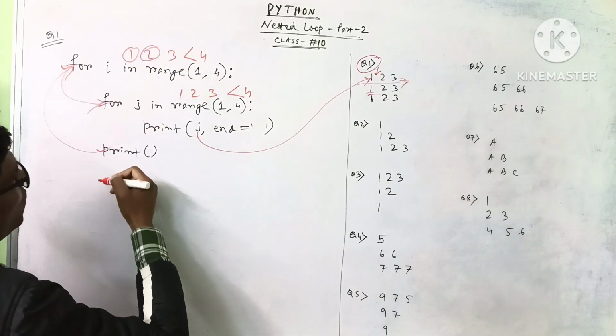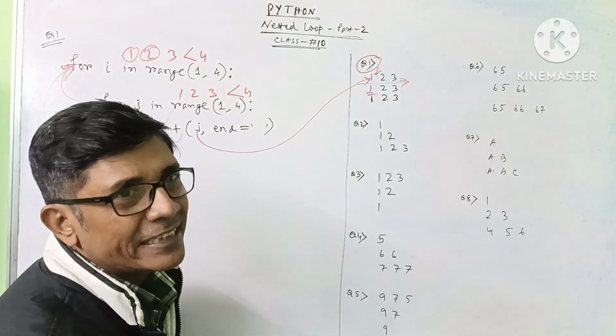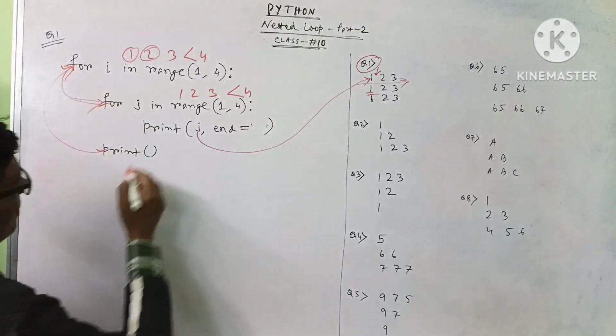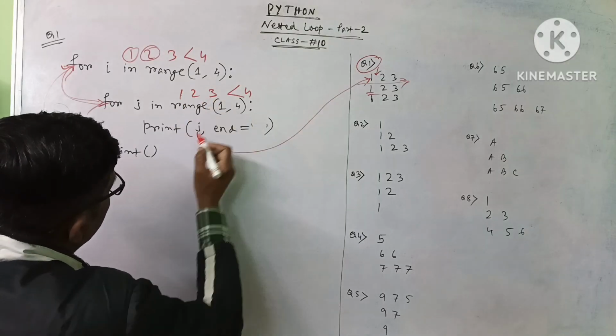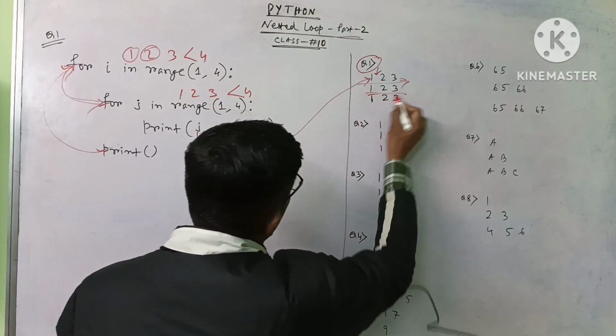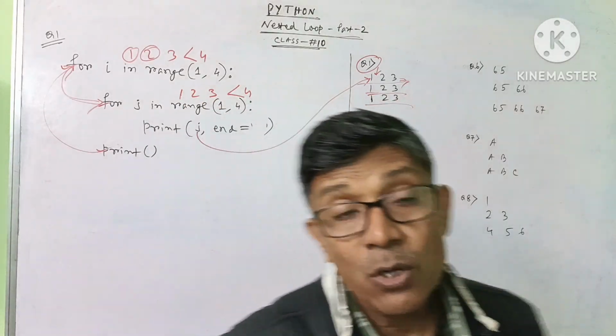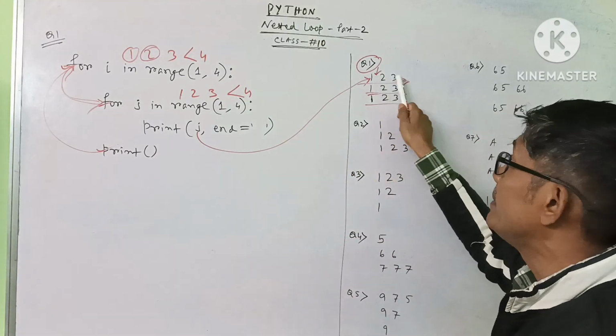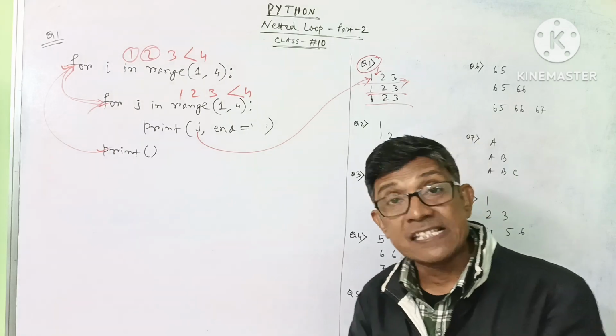This time I will be 2. The second time I is working, that means again we will go inside the inner loop. So you are coming again, and J will print 1, 2, 3. This is very simple. Whenever you write a constant value, all the places will have the same character.